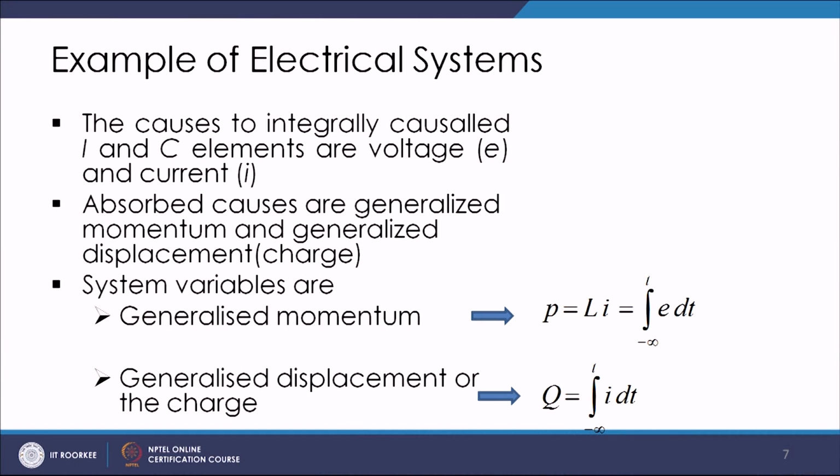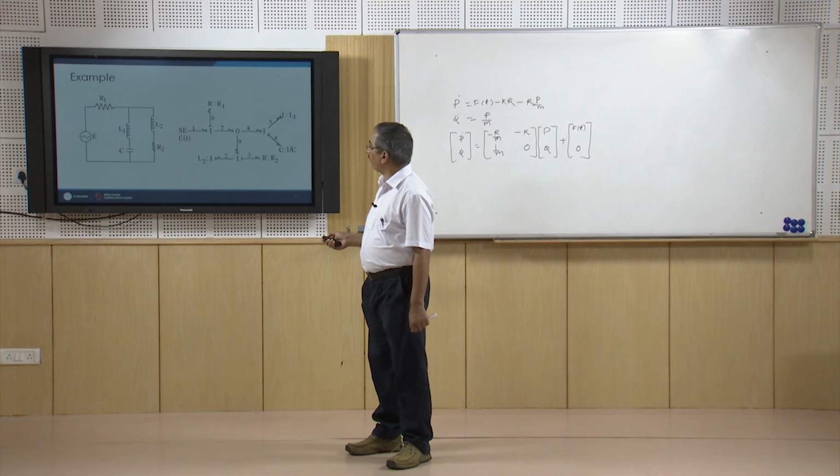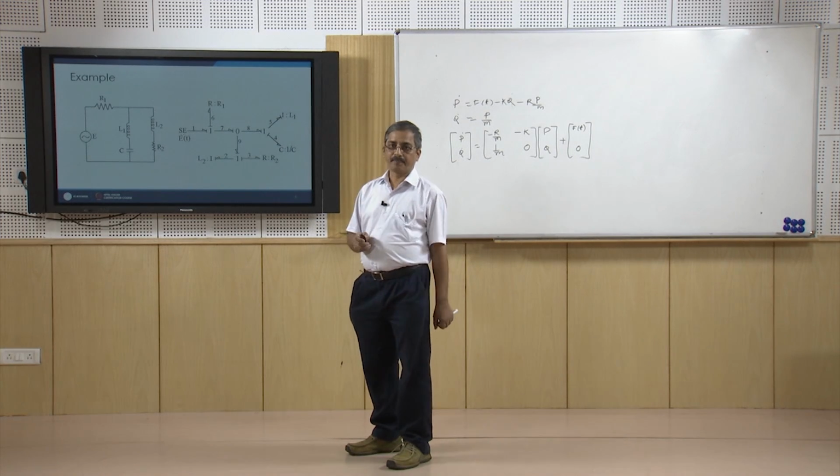So, the system variables will be generalized momentum P, which is integral of e dt, and which can be written as L I, where L is the inductance and I is the current, and the generalized displacement or the charge Q can be written as integration of I dt. Now, let us take an example of this circuit.